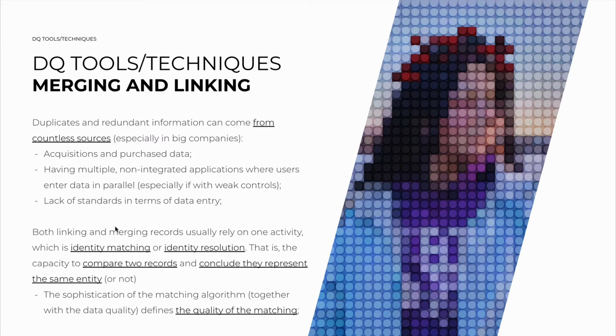So both linking and merging records usually rely on one activity, which is identity matching or identity resolution, and that is the capacity to compare two different records and conclude that they represent the same entity, or that they don't. At the end of the day, it's a matching algorithm. You give it entity A, entity B, and it tells you whether it's a match or not a match. And naturally, the sophistication of the matching algorithm, together with the actual data quality, defines the quality of the matching.